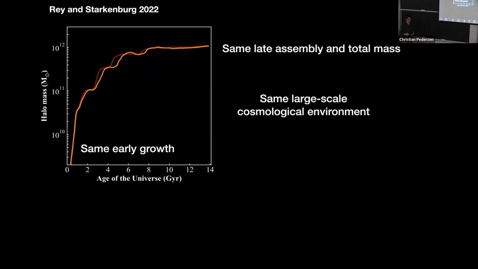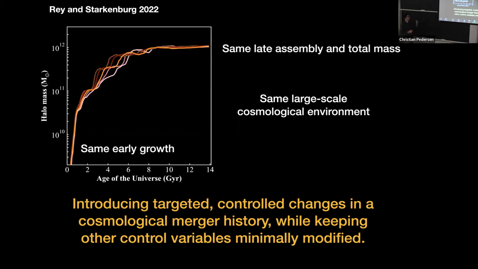1.5. And actually, one of the key aspects of this idea is that you don't need to stop there. You can actually push it a little further, take the same mergers, make them even earlier, or tune the other way, and take these mergers and make them even later. And so really, when we start doing this, we're introducing targeted control changes while being in a cosmological environment and keeping all the other variables untouched, in particular mass and environment.